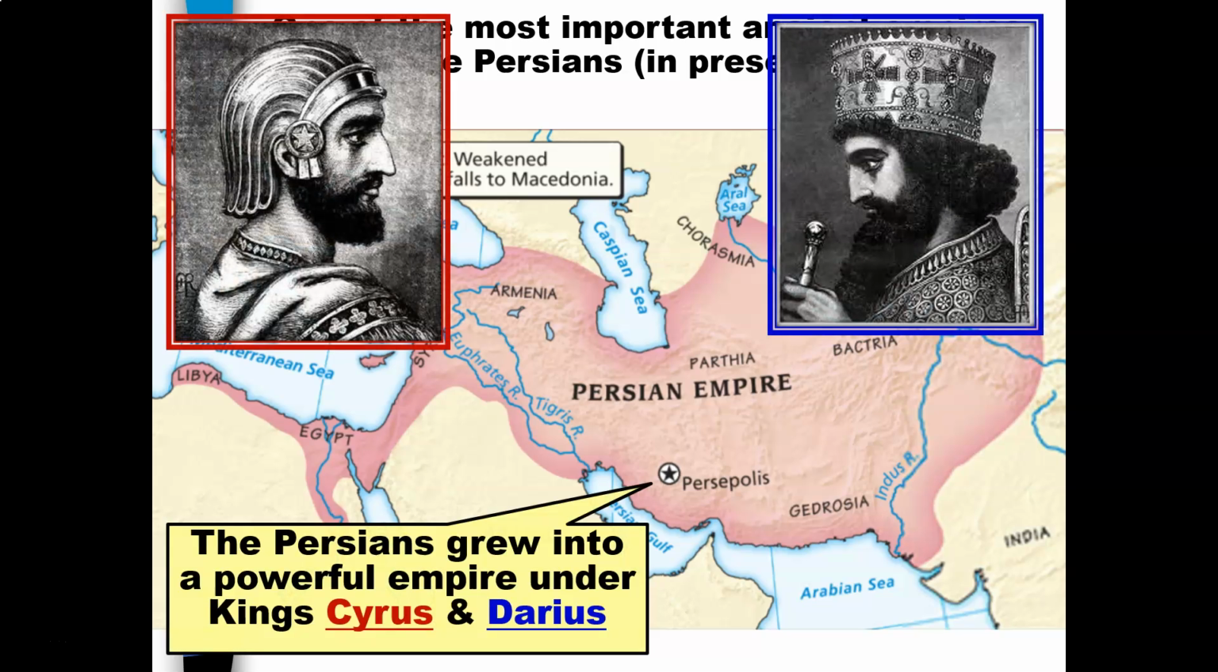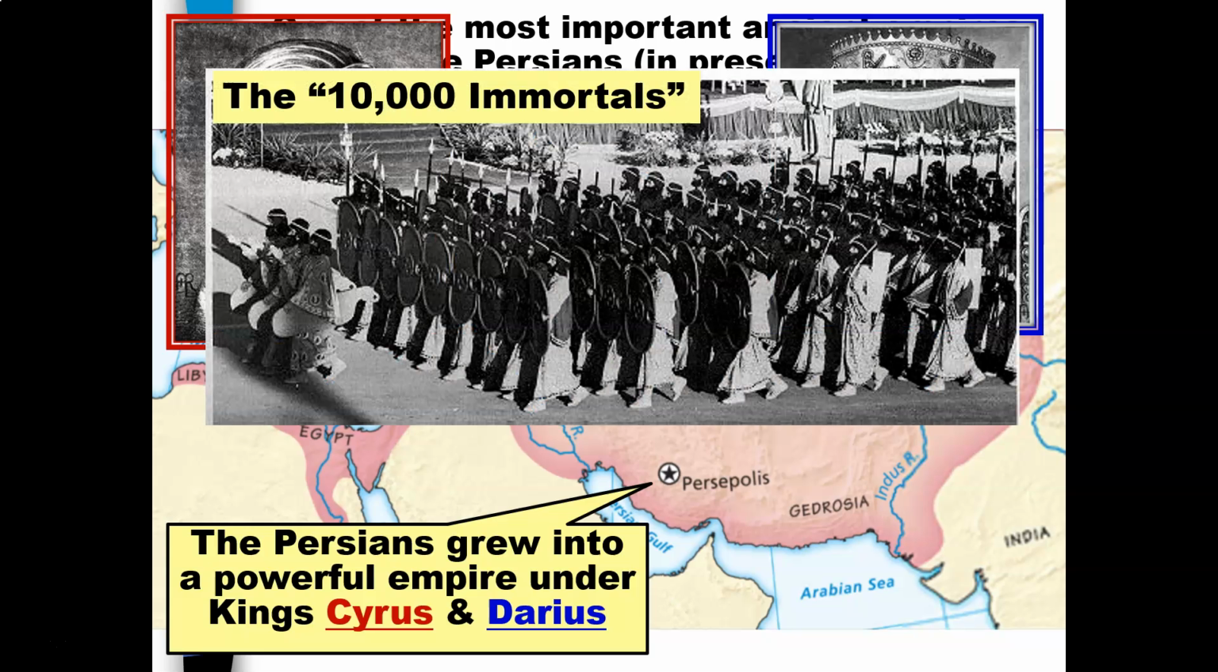The Persians grew into a powerful empire under two kings. The first king was Cyrus, and the second king was Darius. You can see both of them on the presentation. Here are the 10,000 Immortals who served the king, very loyal, and they were ready and willing to conquer anything and everything in the name of the Persian king.